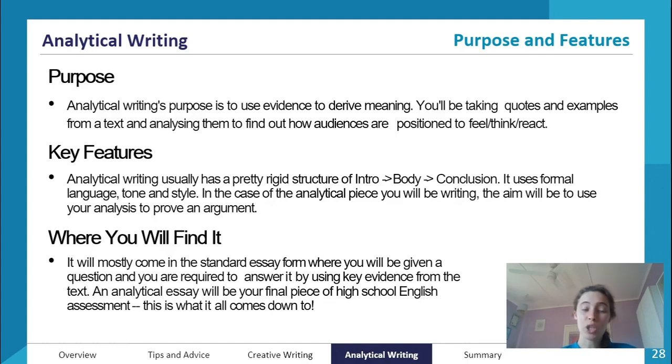Usually we have a pretty rigid structure for analytical writing, so it's a lot different in that way to creative writing where we do have more flexibility. So you've got your introduction, your body paragraphs, and your conclusion. Usually you've got 3 body paragraphs, and you have a formal sort of tone and style with your language. And the aim is to use your analysis to prove an argument.